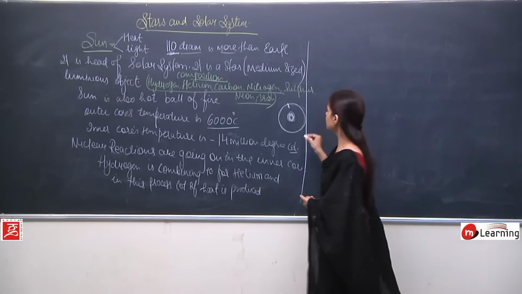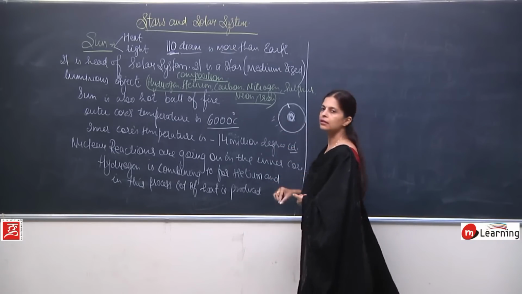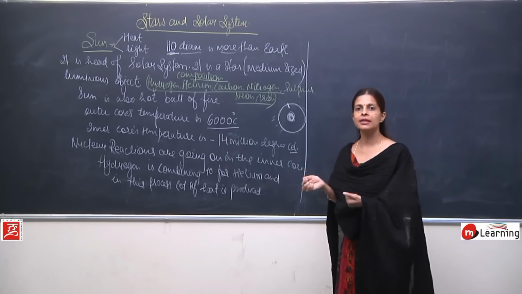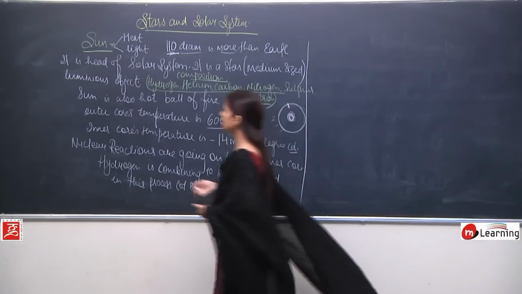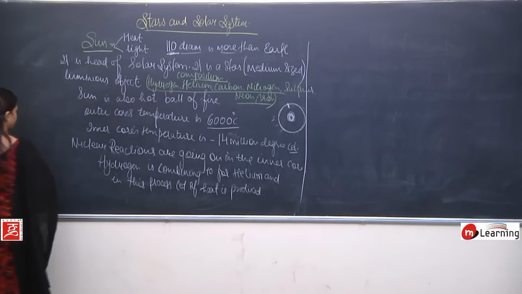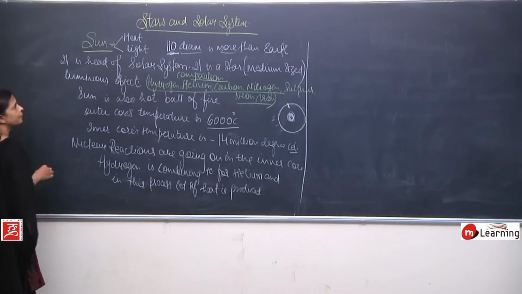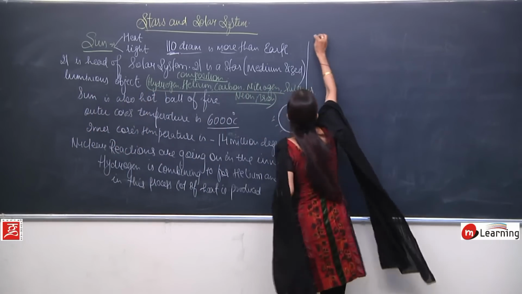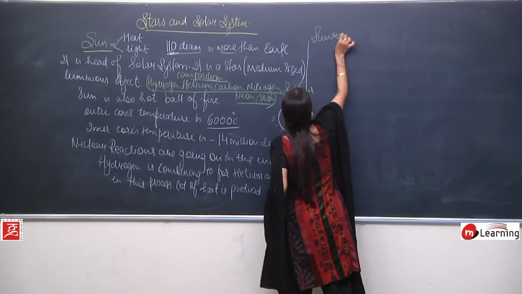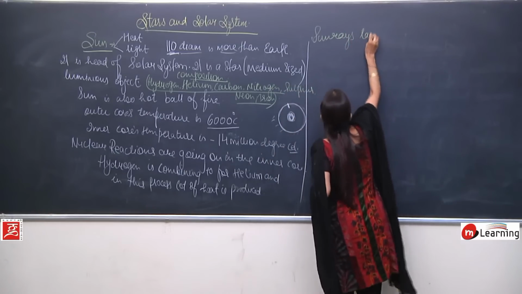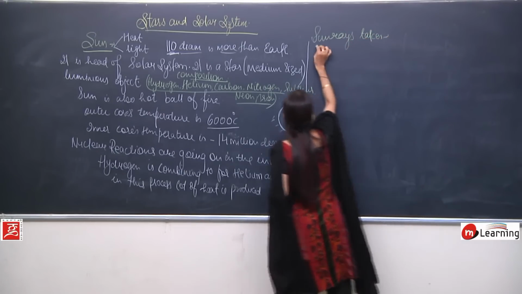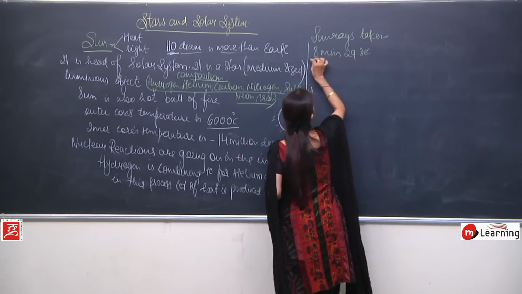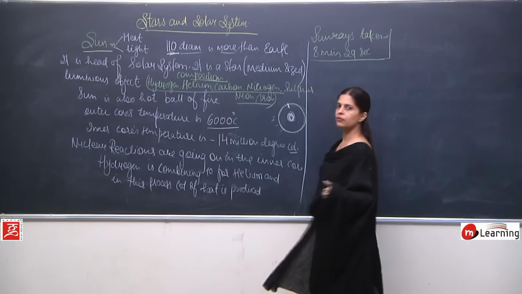Now, the sun emits heat and light, the sun rays, we say. How much time do the sun rays take to reach the surface of the Earth? It takes 8 minutes and 29 seconds. There is no place now to write, so I will write over here: sun rays take 8 minutes and 29 seconds to reach the surface of the Earth.